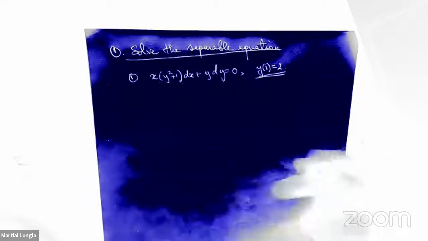All right, so what do we do here? The first thing is separate the variables. Right here, I have y squared plus 1 nested within the x's. So I'm going to divide by y squared plus 1, and there's nothing else.